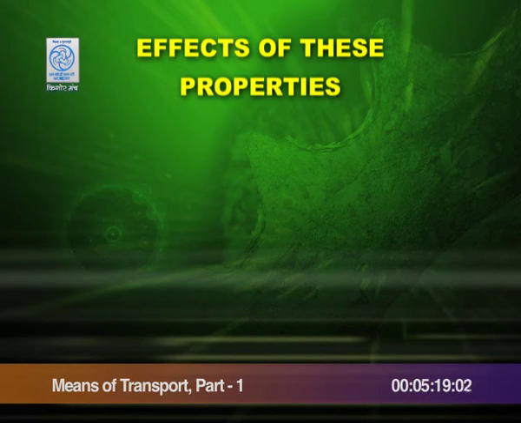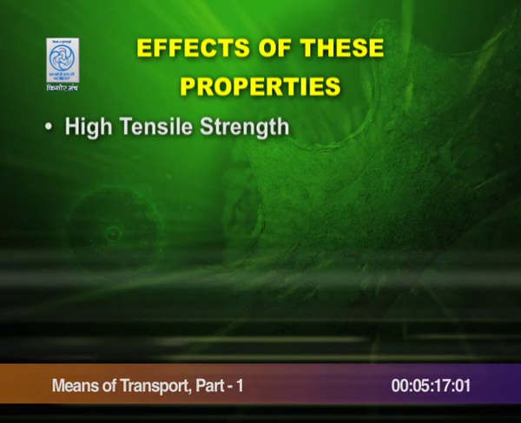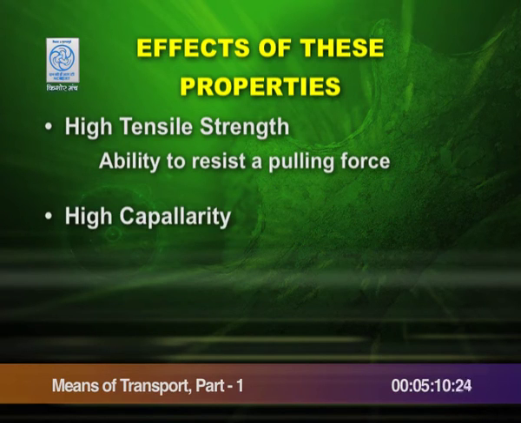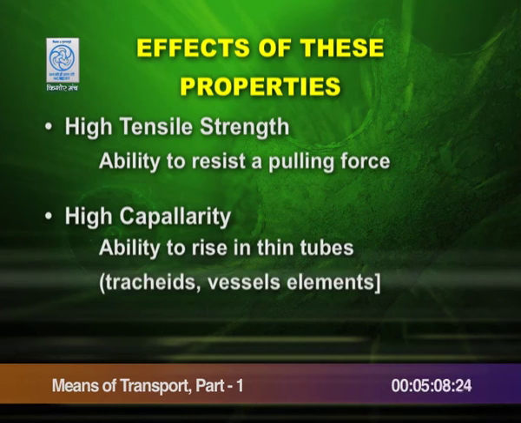Now, how do these three properties, cohesion, adhesion and surface tension, affect the plants? Two important effects are there. Number one, high tensile strength, which is the ability to resist a pulling force, and second, high capillarity, the ability to rise in thin tubes, for example, in this case the tubes and vessel elements.